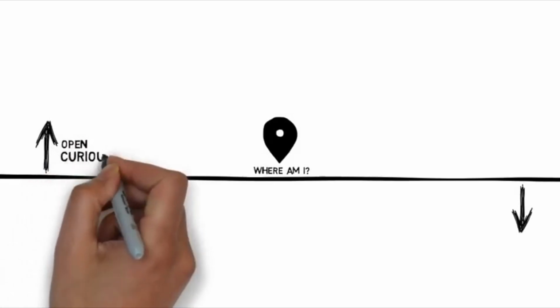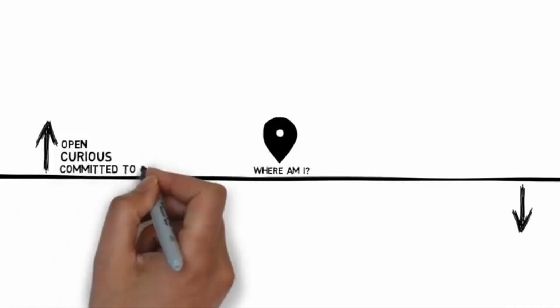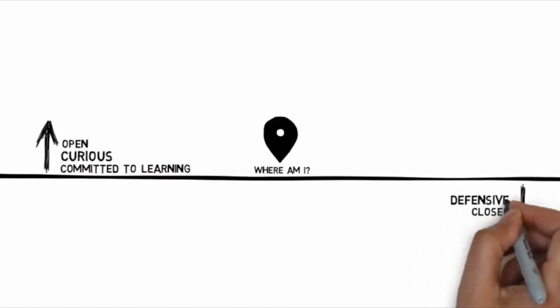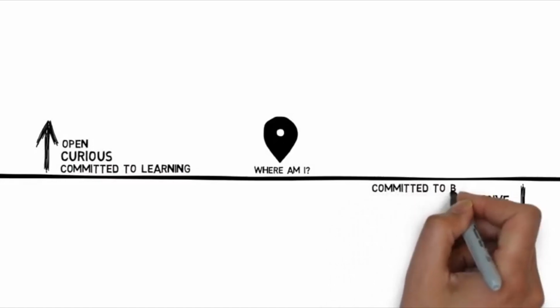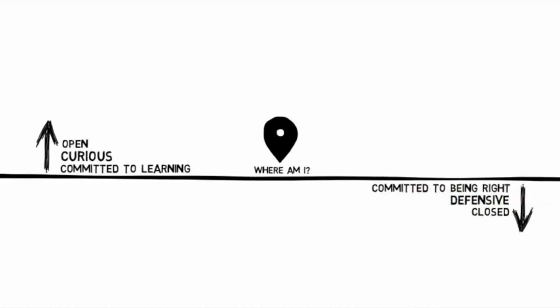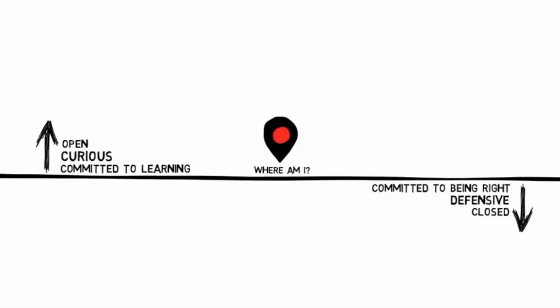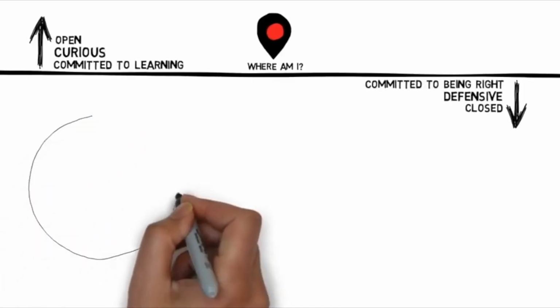If we're above the line, we are open, curious, and committed to learning. If we are below the line, we are closed, defensive, and committed to being right. Stop right now and simply ask yourself, where am I? In this now moment, am I above the line or below the line?